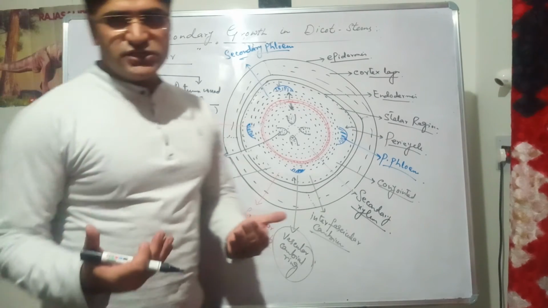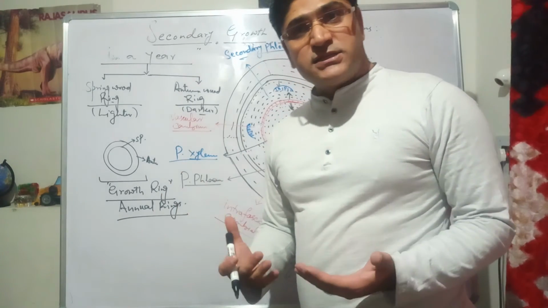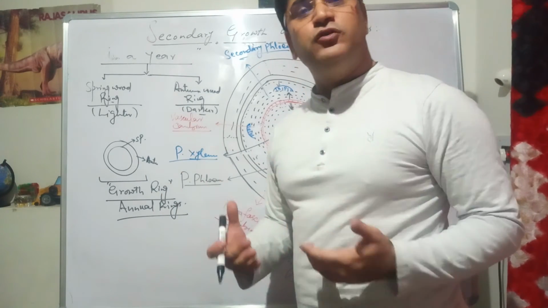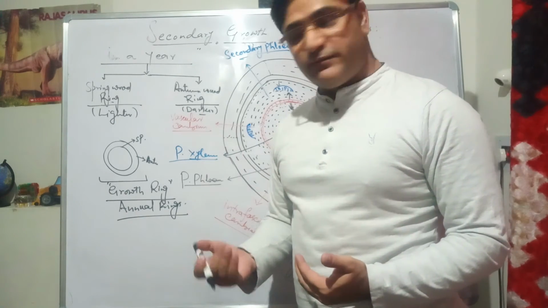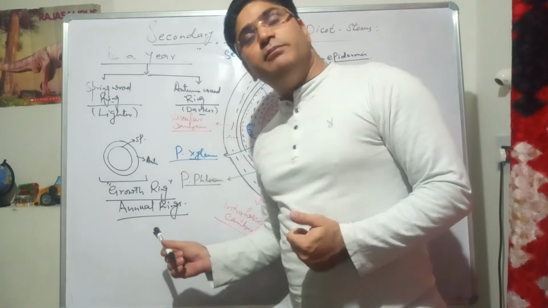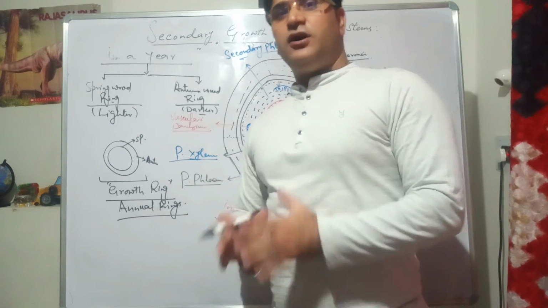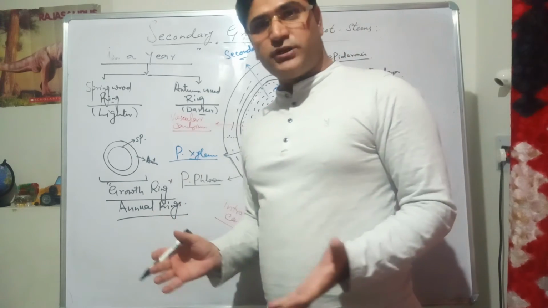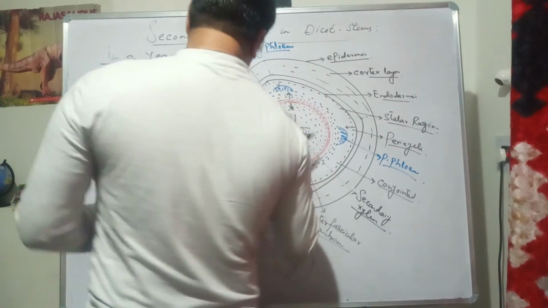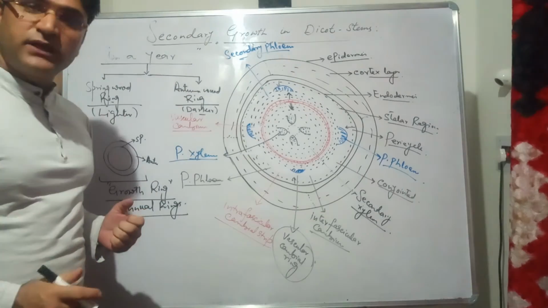So suppose a question comes to you: how many types of rings, secondary woods, are going to be formed in an annual ring? Then you should give the answer that one annual ring is composed of one spring ring and one autumn ring of the two seasons. Okay, that is also known as the growth ring. Fine. So this is formed by the activity of the vascular cambium.